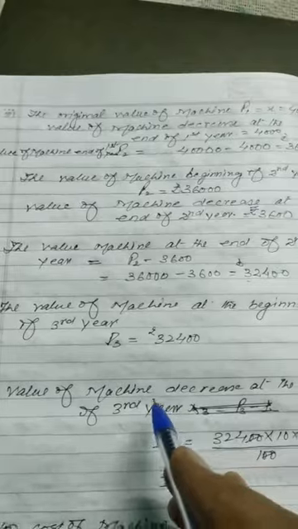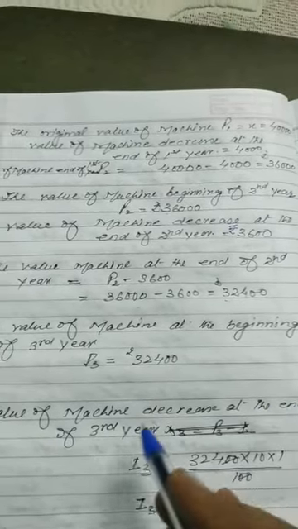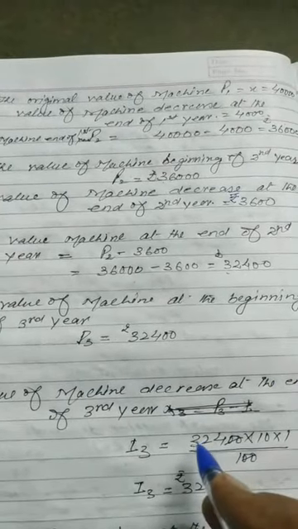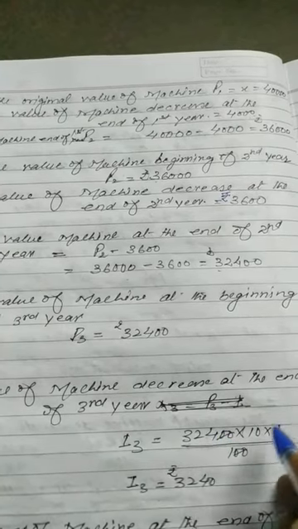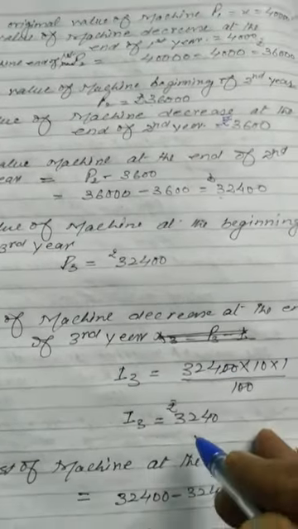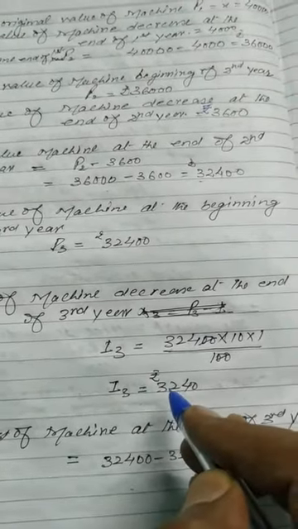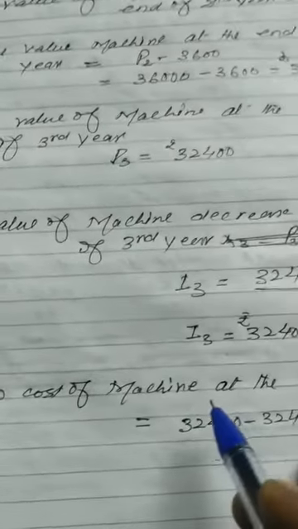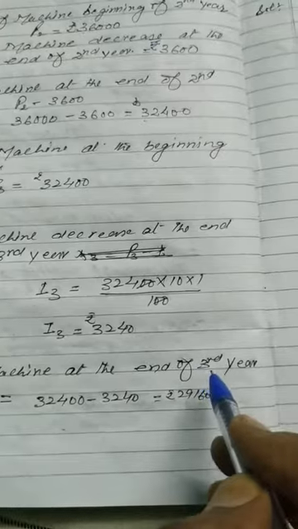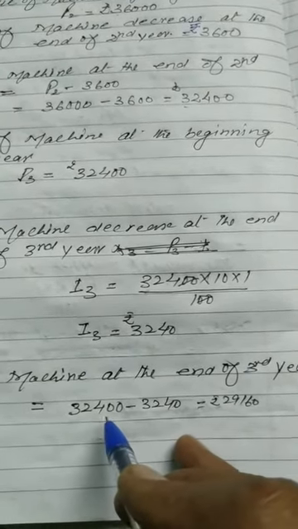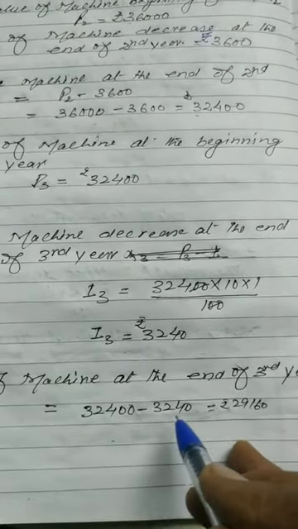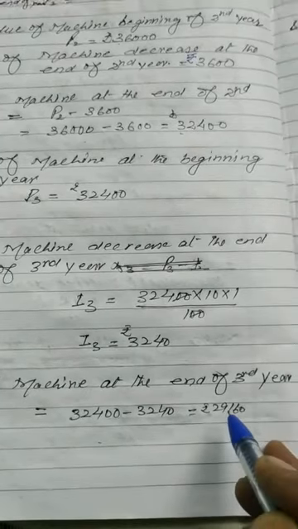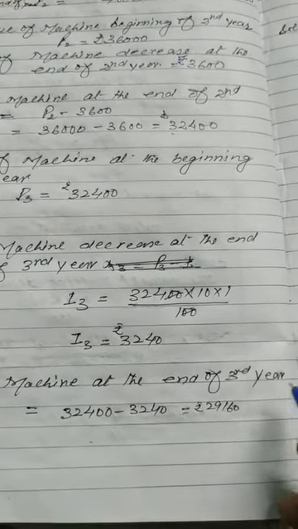32,400. The value of machine decrease at the end of the third year, that is 32,400 multiplied 10 over 100, this is 2 0 cancel, I3 equal to 3,240. Now the cost of machine at the end of the third year, that is 32,400 minus 3,240, that is 29,160 rupees.